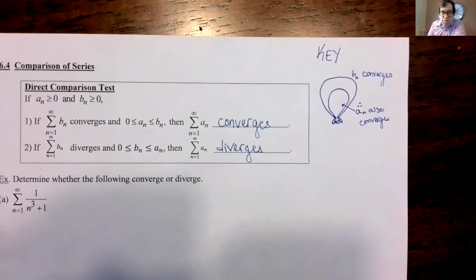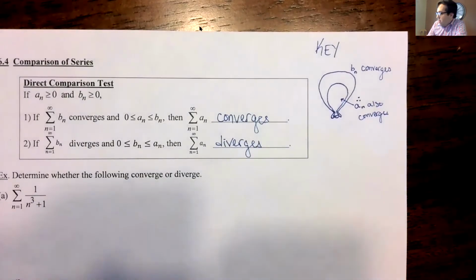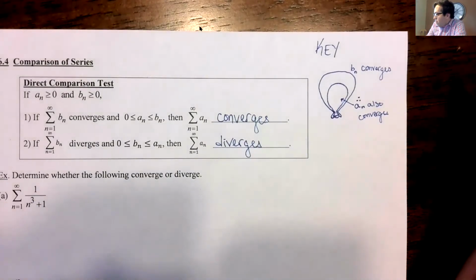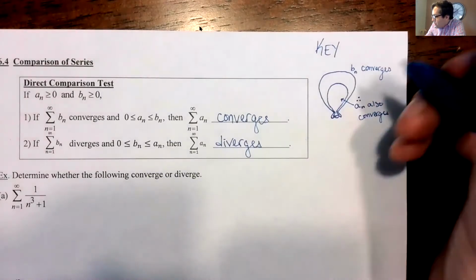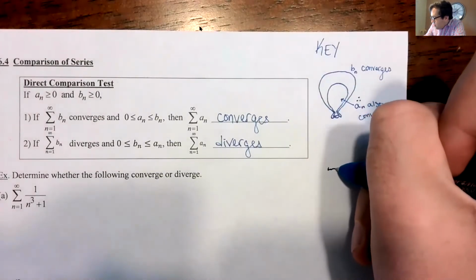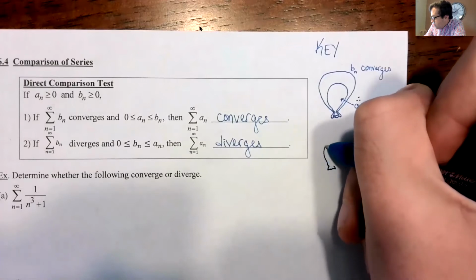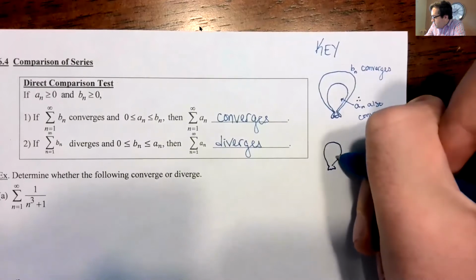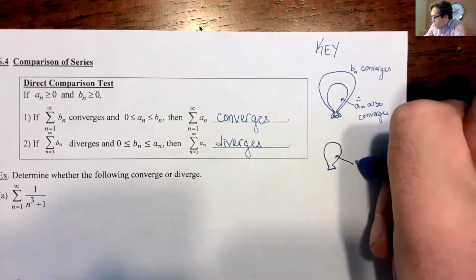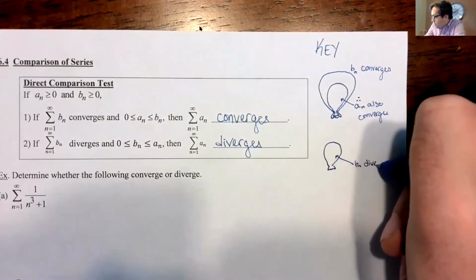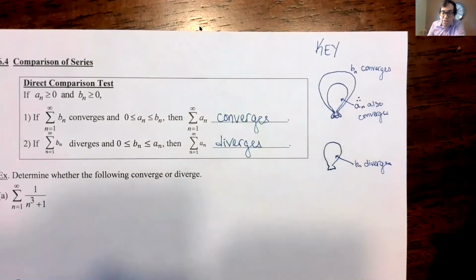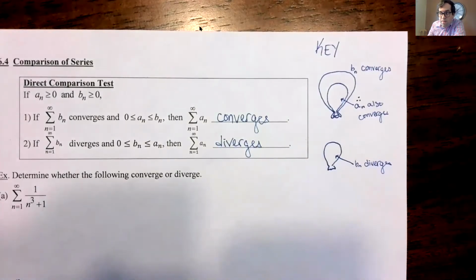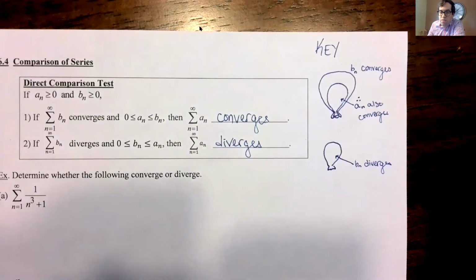And we could do the same thing in reverse for the second part of this test. So if we have some B sub n that diverges, let's say now we have this smaller balloon, and this is B sub n diverges. If it diverges, the sum doesn't have any bound. So this is an infinitely large balloon. There's an infinite amount of air in this balloon.